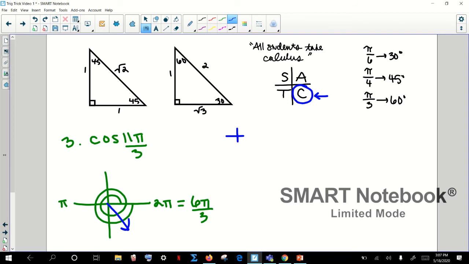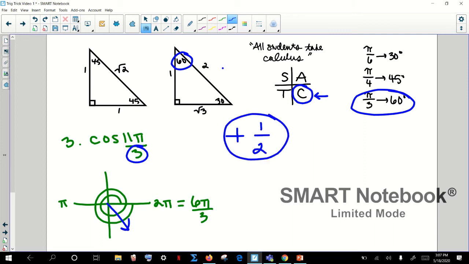Second step is to determine which angle we're using in terms of degrees. Since my denominator is 3, for this example I'm going to be using 60 degrees as my angle. Last step, I need to find the cosine of 60 degrees. Cosine is adjacent over hypotenuse, so 1 over 2. So my answer for cosine of 11 pi over 3 is 1/2.